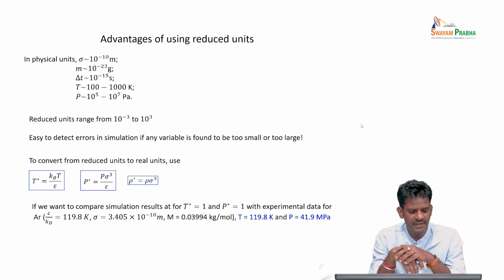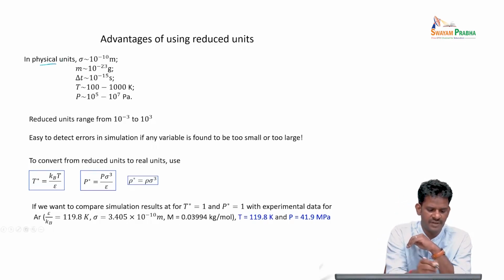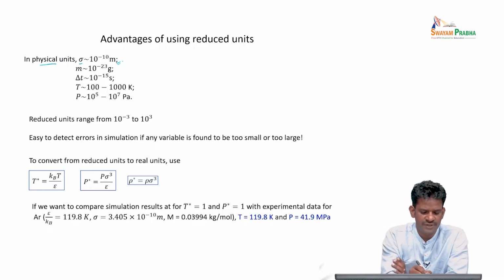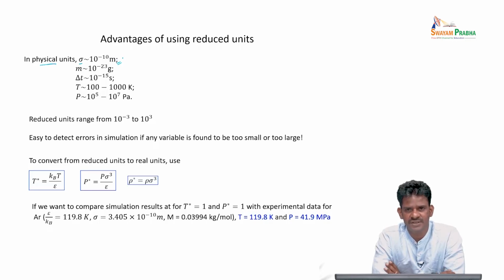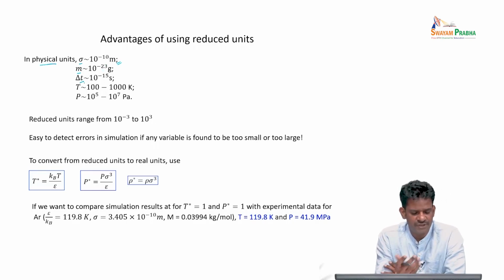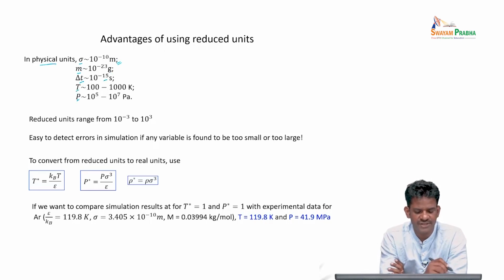To illustrate this point, if you look at physical units that we involve in these simulations, sigma is typically in the units of 10 power minus 10 meter, in angstrom units, and mass could be of the order of 10 power minus 23 grams, and delta t, the time step used in MD simulation, could be of the order of 10 power minus 15 seconds. Temperature and pressure conditions are such that temperature can range from 100 to 1000 Kelvin, and pressure can range from 10 power 5 Pascal to 10 power 7 Pascals.